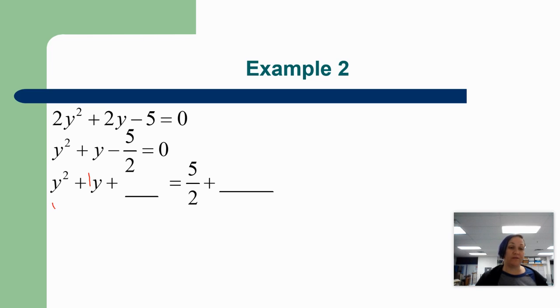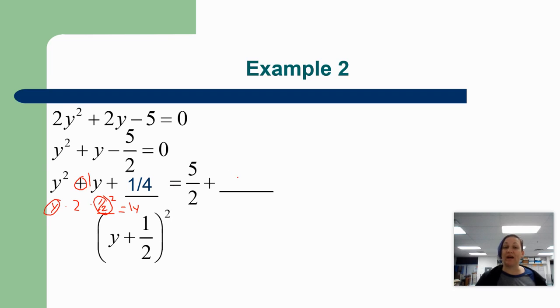For this problem, if I square root the y squared, times 2 times the blank space equals the 1y, so right here, I'm going to get a fraction 1/2. 2 times 1/2 is 1. And then when I square 1/2, right, we square the top number and the bottom number, so that becomes 1/4. And so my parentheses squared is y plus 1/2 squared.